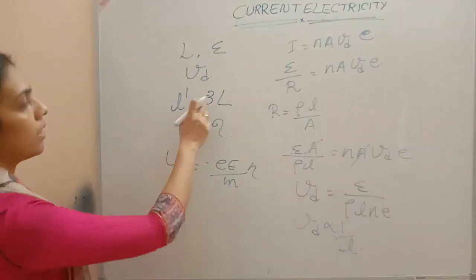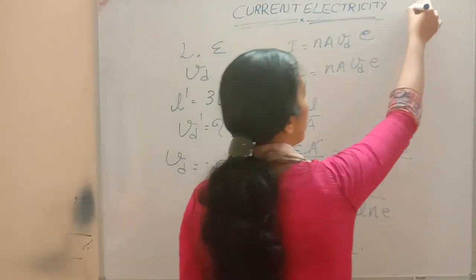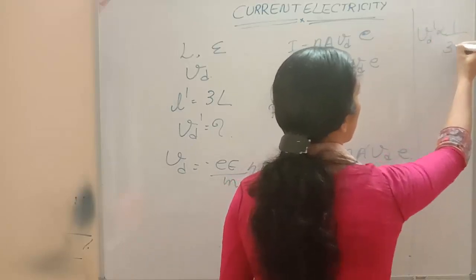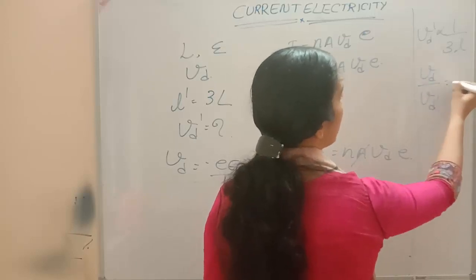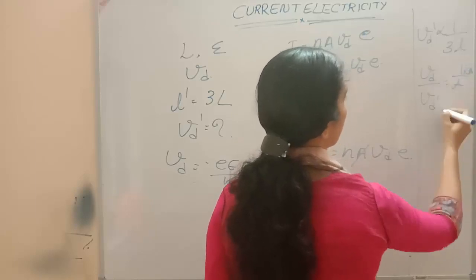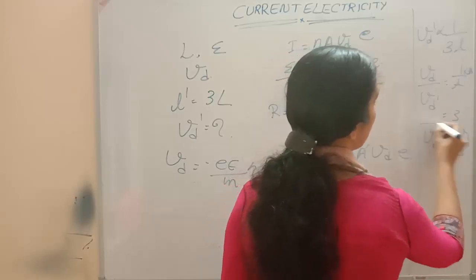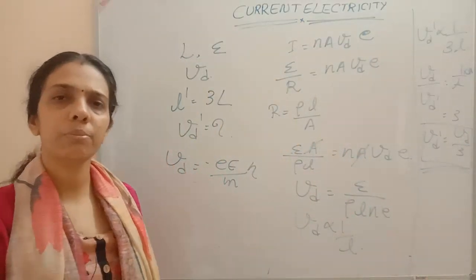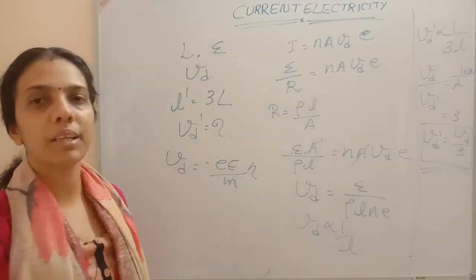So if the length is tripled, what will happen? It is one by third. So Vd dash will be proportional to 1 by 3L. So what is Vd divided by Vd dash? Vd divided by Vd dash equals 1 by L divided by 1 by 3L. So we are getting Vd dash equals Vd divided by 3. Okay, clear? So if we don't have any direct relation, by applying two or three equations we can find some relation among them.